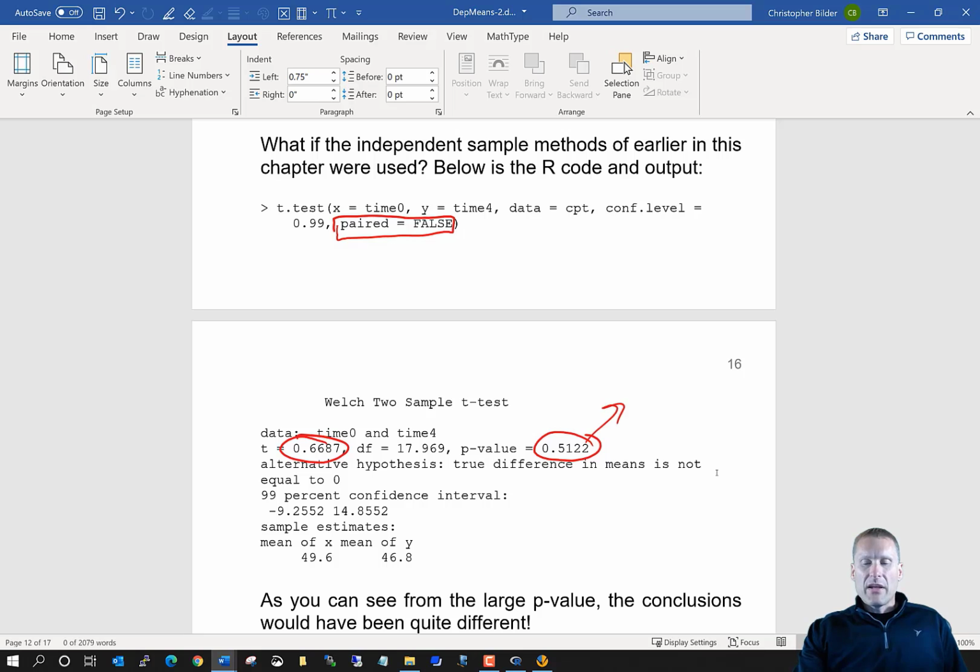Think about how this p-value relates to these box and dot plots that we had. We saw a lot of overlap between the time 0 and time 4 values. This p-value makes sense relative to that plot. But what this shows you is there's a strong benefit of working with paired data, these dependent samples. Because if there truly is a difference between the 2 means, you're going to be able to find it much easier than if you were to treat it as independent samples.